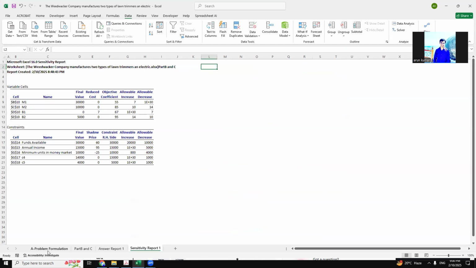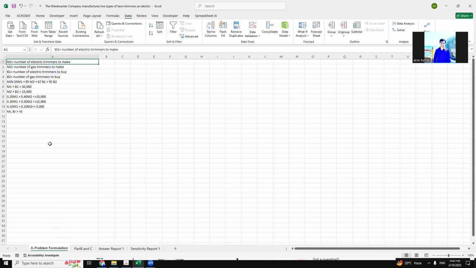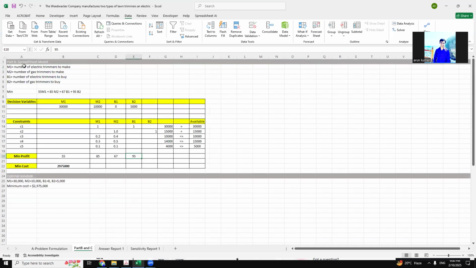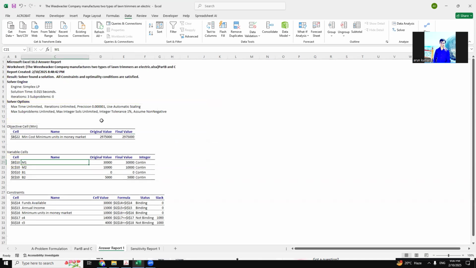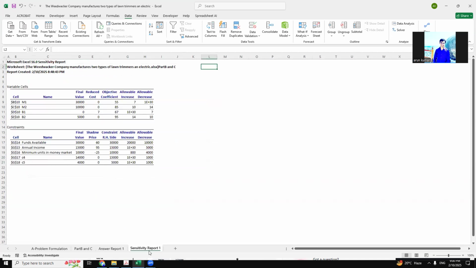So I solved it. This one is part A, problem formulation. This one is our part B, spreadsheet model, and then this one is the optimal solution. And this one is our answer report, and this one is our sensitivity report for Solver.